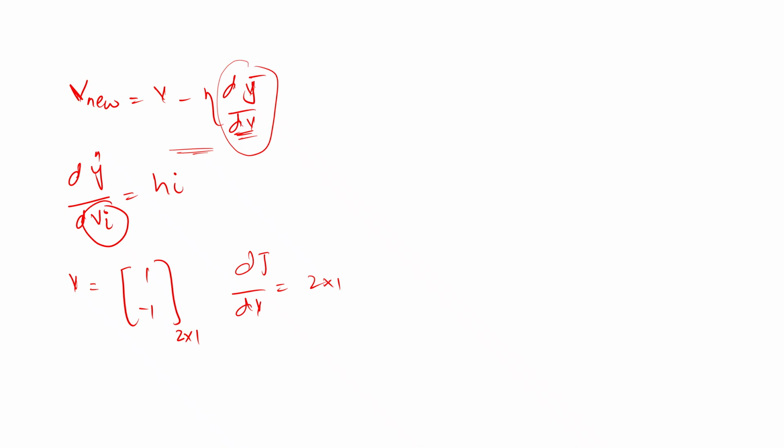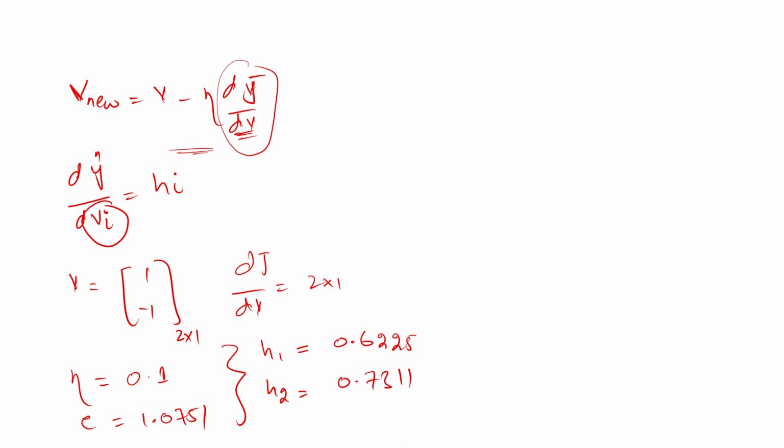So now let's solve our example. We know that eta is a tuning parameter for the approximation of function using neural network. So let us assume we choose eta equal to 0.1. We calculated an error which was 1.0751, right? And I checked my notes. We calculated h1 equal to 0.6225 and h2 equal to 0.7311. So now we simply have to put these values in the v new, which we already derived.